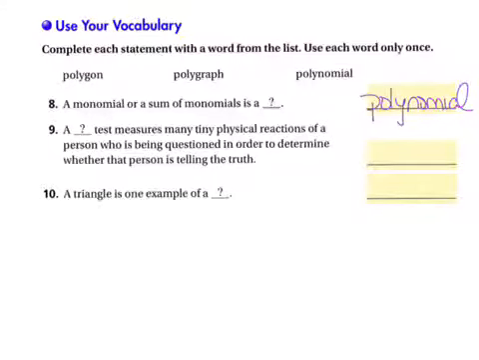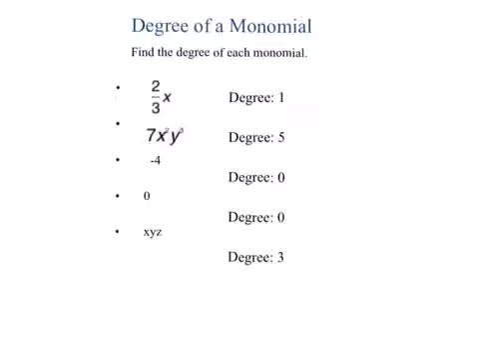A polygraph test measures many physical reactions of a person who is being questioned in order to determine whether they are telling the truth. And a triangle is one example of a polygon. The degree of a monomial is the sum of the exponents of its variables.